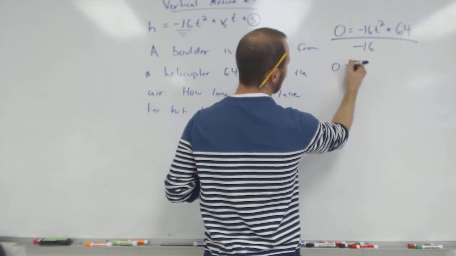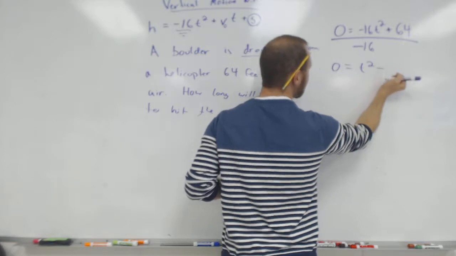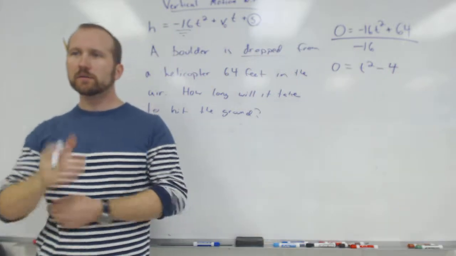So I would have 0 equals t squared minus 4. How do we solve that?